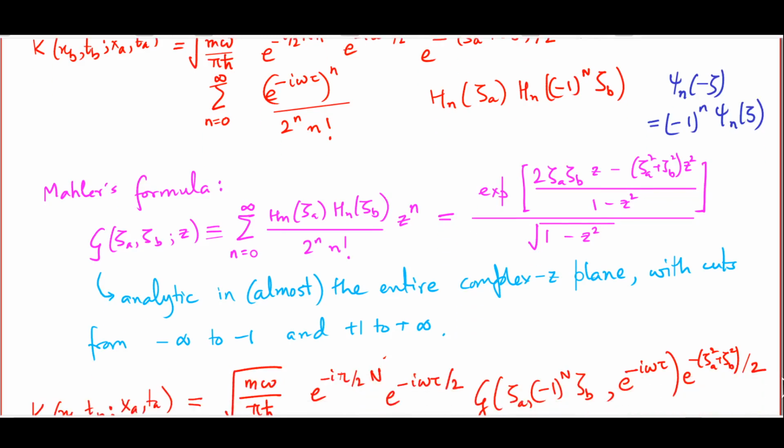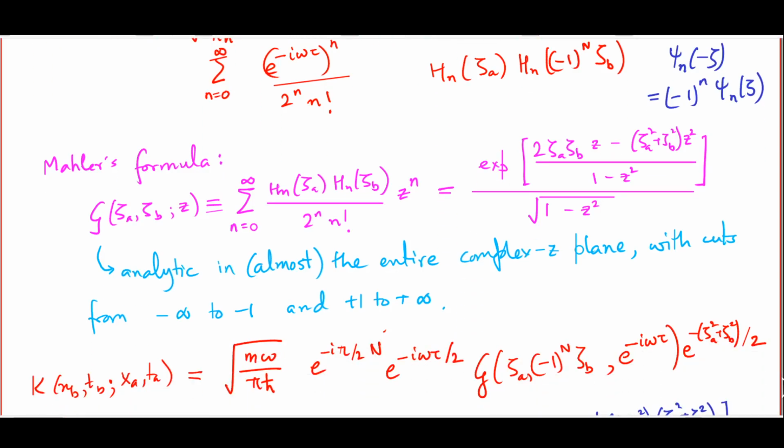Now, with this in effect, the propagator simply becomes, apart from the factor square root of m omega by pi h cross, e to the minus i pi by 2 capital N, e to the minus i omega tau by 2 and e to the minus zeta a square plus zeta b square by 2, you have the Mehler function, with arguments zeta a and minus 1 to the capital N times zeta b, and z, of course, is e to the minus i omega tau.